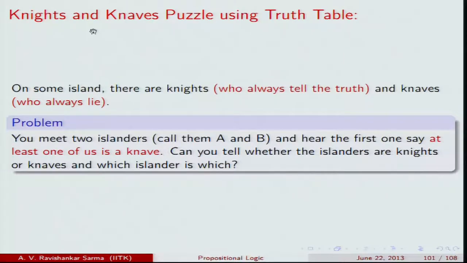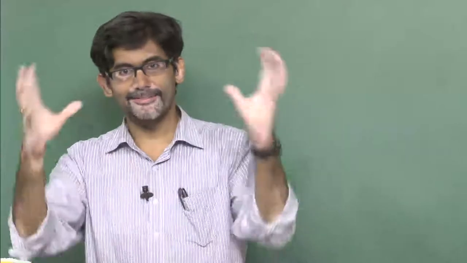For example, if you ask a particular kind of inhabitant, is 2 plus 2 equal to 4, then if he is a knight, he will tell you yes. If he is a knave, he will answer no. So that means he always lies. Whatever is true, he will always say it's not the case. That is a particular kind of island, cleverly designed in such a way that they speak only truth and falsehood. Everything is crystal clear, black and white. A sentence is either true or false. So that is the island where you will be going.